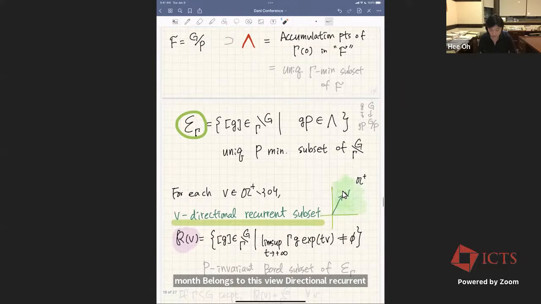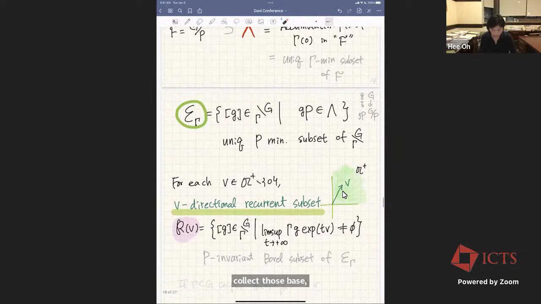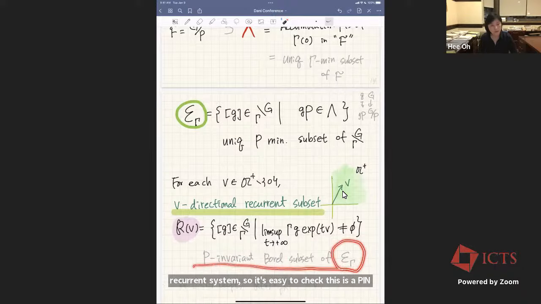So it's very much the same as the recurrent set for the geodesic flow, except that instead of the geodesic flow, we have many directional flows in higher rank. For each v in the positive Weyl chamber, we look at that directional flow, and if there is an accumulation point, then we collect those base points. That is the v-directional recurrent set. It's easy to check this is a P-invariant set, but it's not in general a closed set; it is a P-invariant Borel subset of E sub gamma.